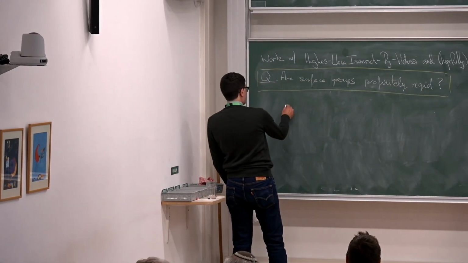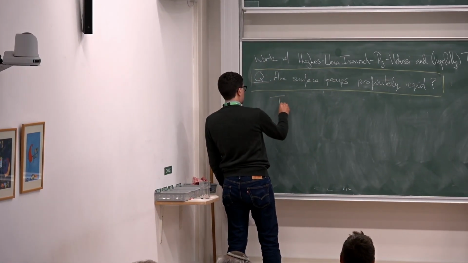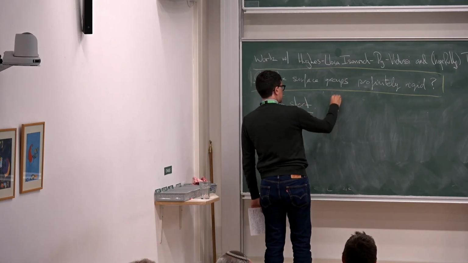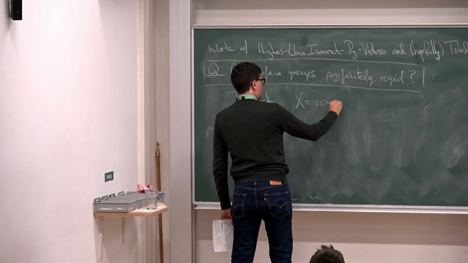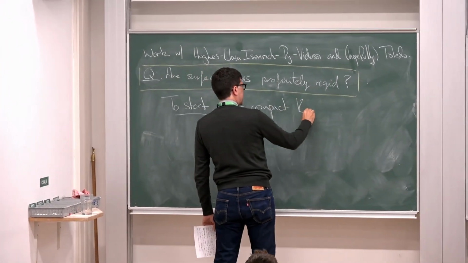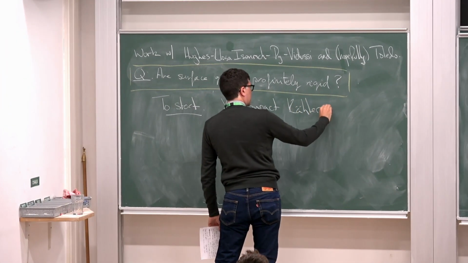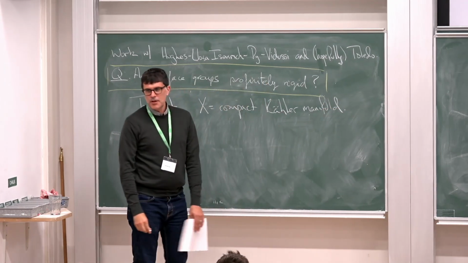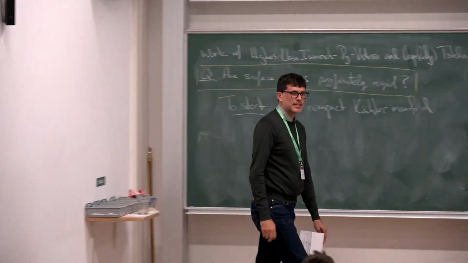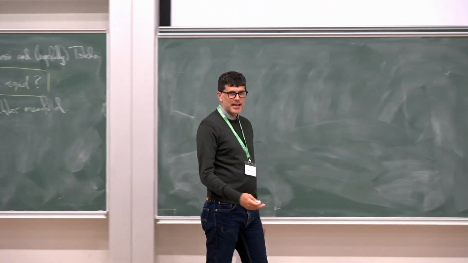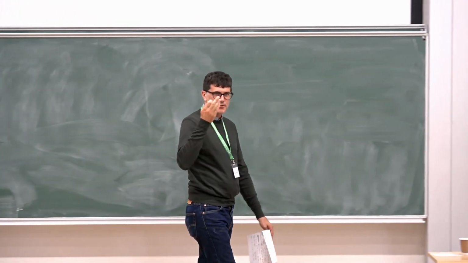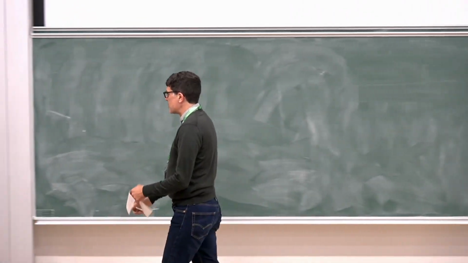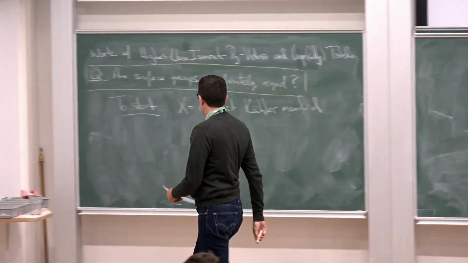Right. So for now, to start, X will be a compact Kähler manifold. If you don't know the precise definitions, it's really not going to matter. The point is, this is a class of manifolds where you can attack problems using tools from complex geometry and geometric group theory. That's somehow what we're going to be after.